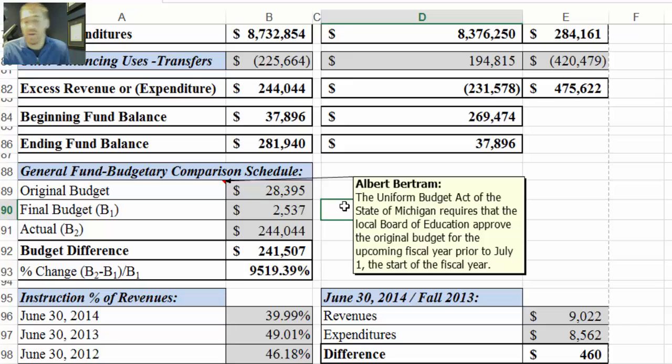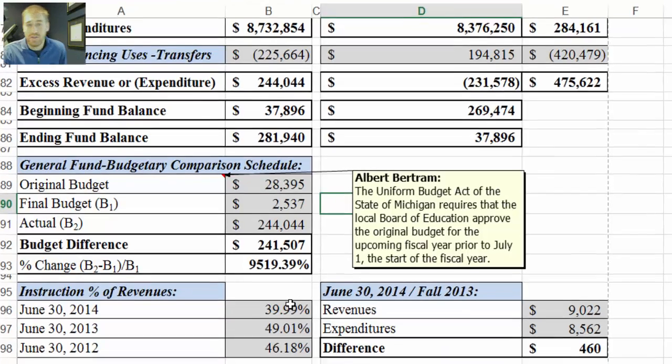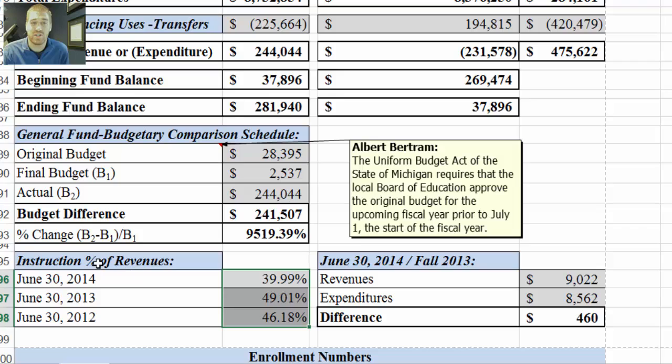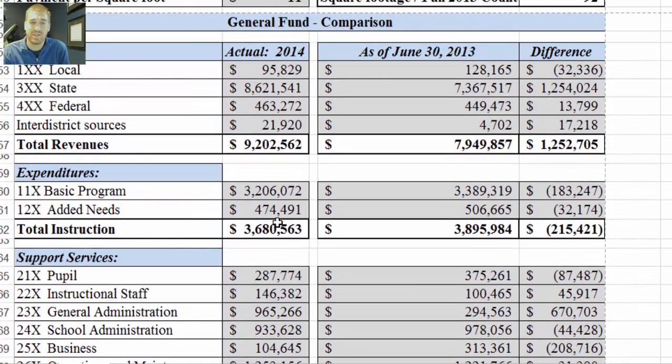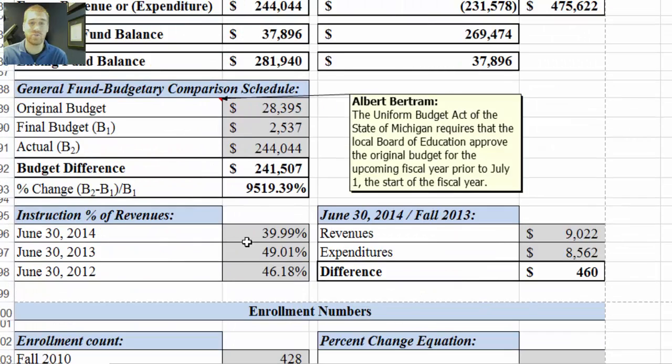So as we scroll down to this little box, this is the instruction divided by revenues, put in a percentage, so you'll see the trend: 46, 49, 39. What this does is it takes the total instruction and divides by total revenues. Again, instruction divided by revenue. That's why this number, the state aid, went up by so much, and if it wasn't all invested into this line item, that percentage will drop.